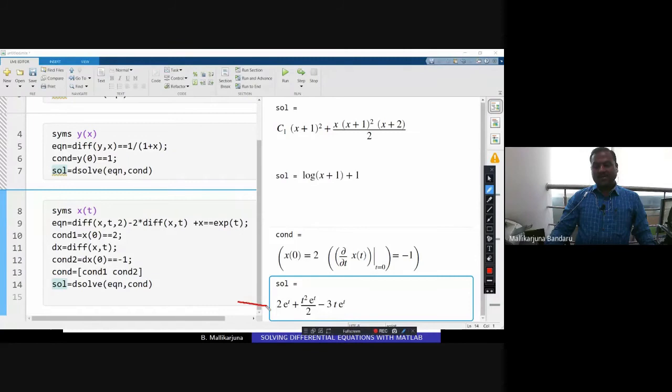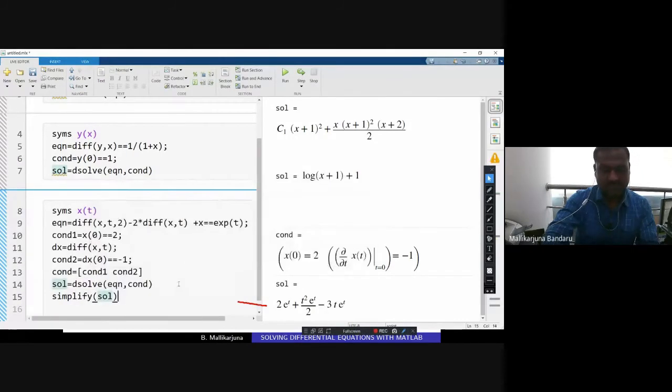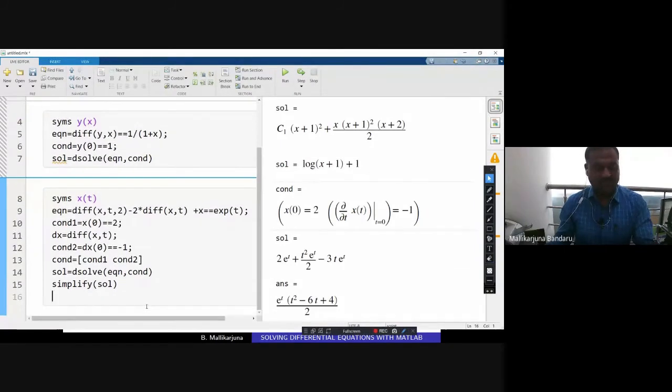2 e power t plus t square e power t by 2 minus 3t e power t. Let us give the simplify syntax for this. What do we get? The simplified solution, with e power t taken common. See how simple it is. Whatever the order and however many conditions are given, you can easily find the analytical solution of ordinary differential equations using MATLAB.